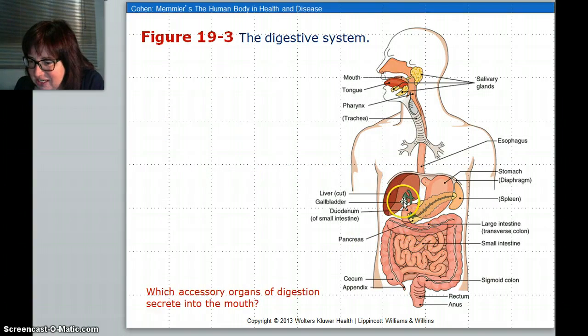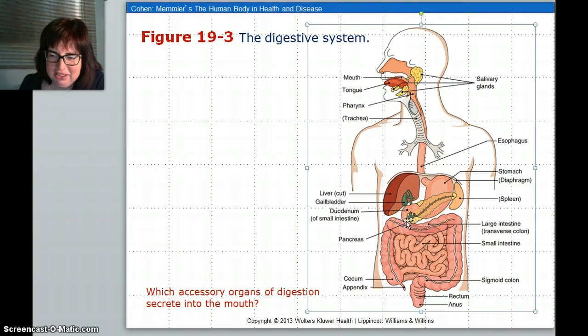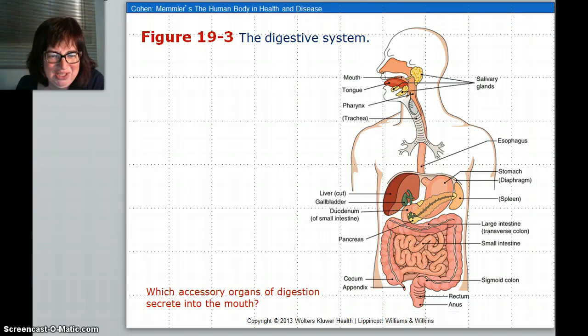So the cystic duct, here is the gallbladder tucked underneath the liver, and the cystic duct will come out. It will then join the common bile duct, and here's the pancreas here. The pancreas will then put its pancreatic juice into the bile duct and dump it into the duodenum.